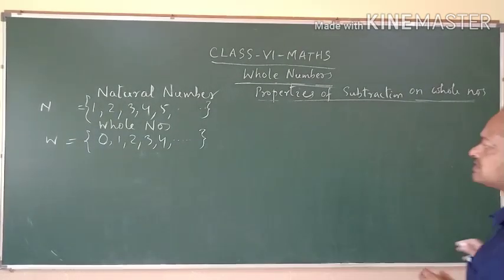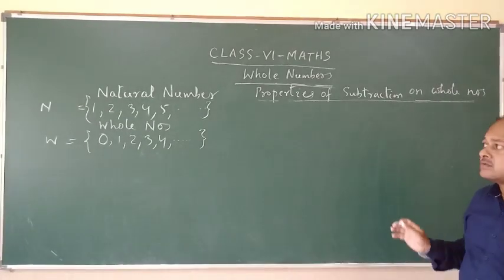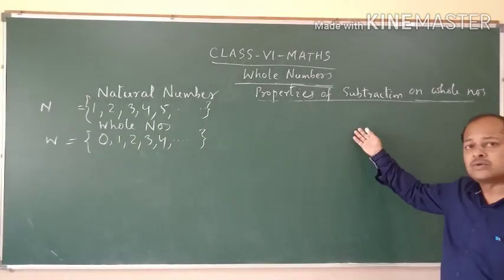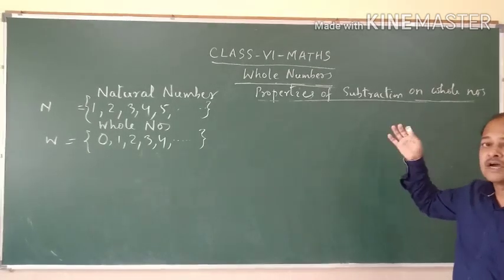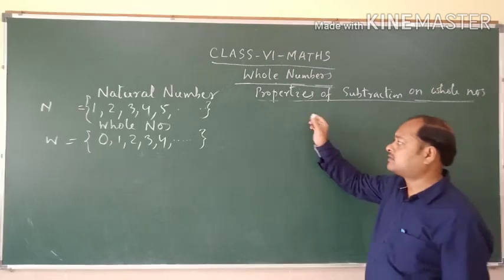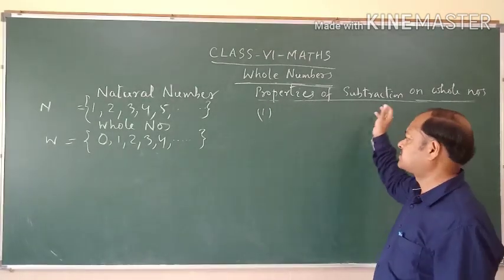Now we will discuss properties of subtraction on whole numbers. We already discussed the properties of addition on whole numbers. Now it is the time to discuss the properties of subtraction on whole numbers. How is it applied? The first property is closure property. Let's see whether closure is applied in the case of subtraction or not.